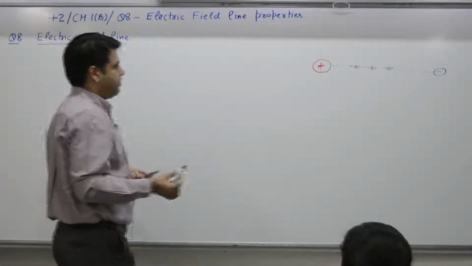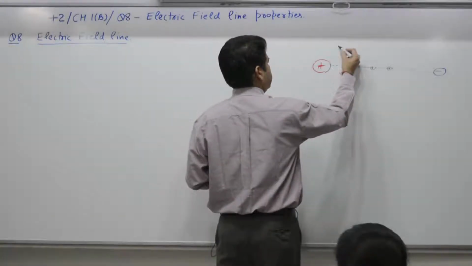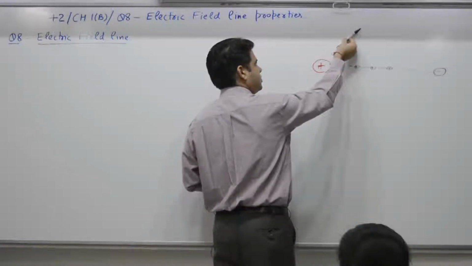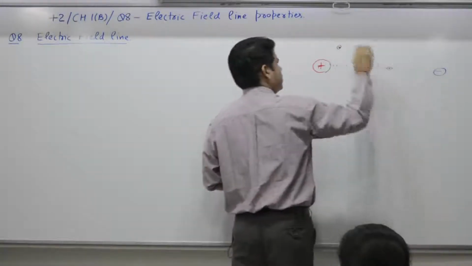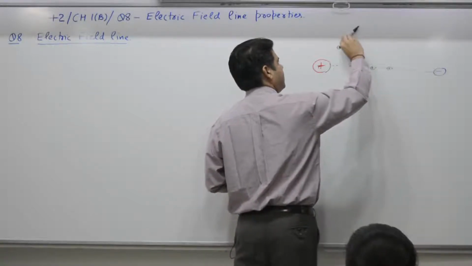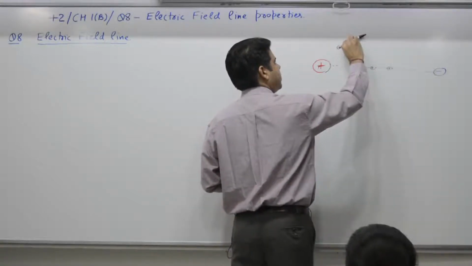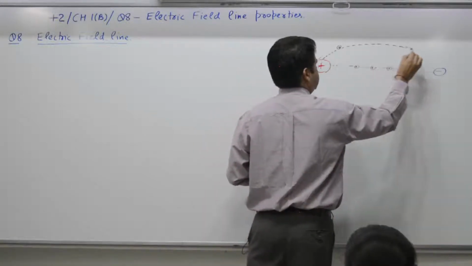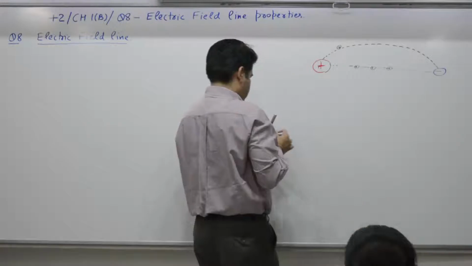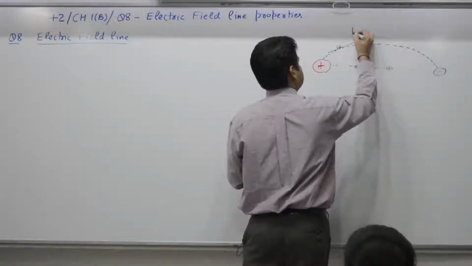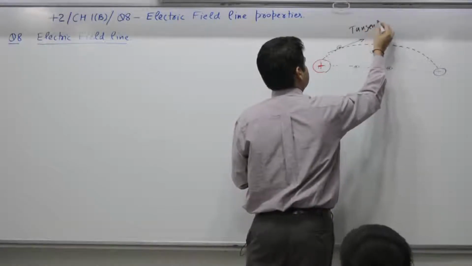If you place it somewhere here, it will experience a repulsive force due to the positive charge and an attractive force due to the negative charge. So it will move along the resultant of force 1 and force 2, that means along this line. So we trace a path of the positive charge; this is tangent to the curve.